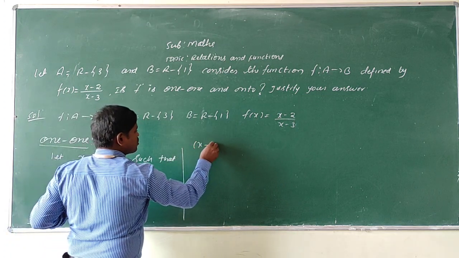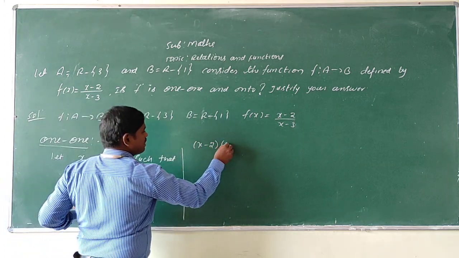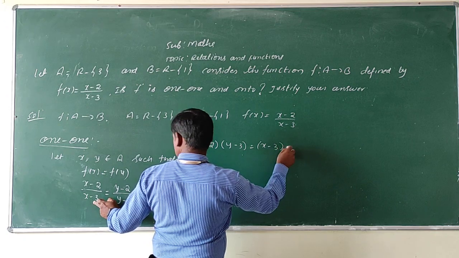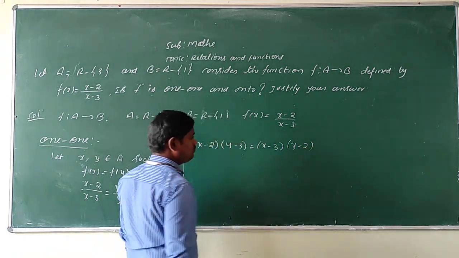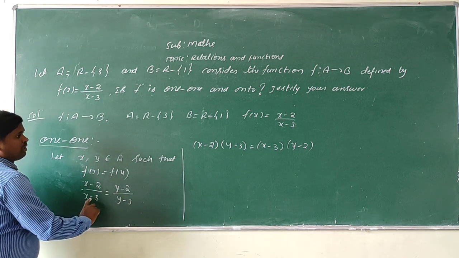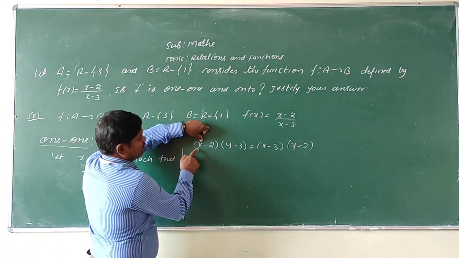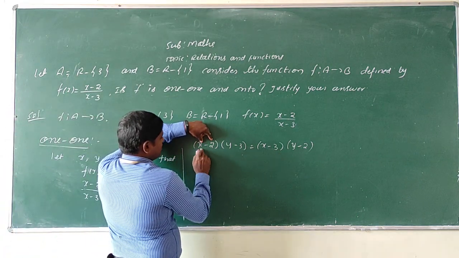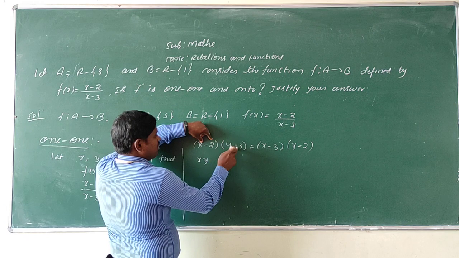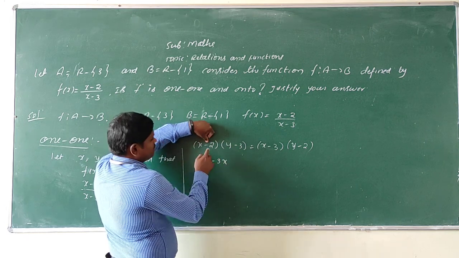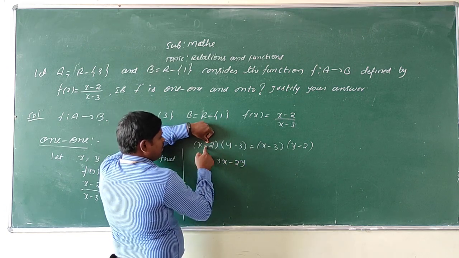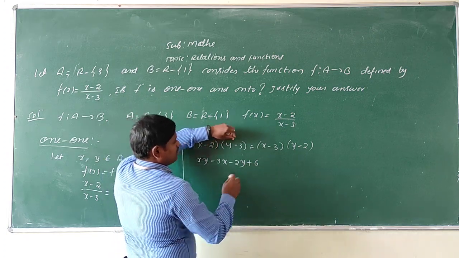After cross multiplication, x minus 2 into y minus 3 is equal to x minus 3 into y minus 2. Just cross multiply. So multiply these two. First, we multiply x minus 3 by x, that is x into y, and minus 3x. Then from minus 2 into this, minus 2y, and minus 2 into minus 3, that is plus 6.